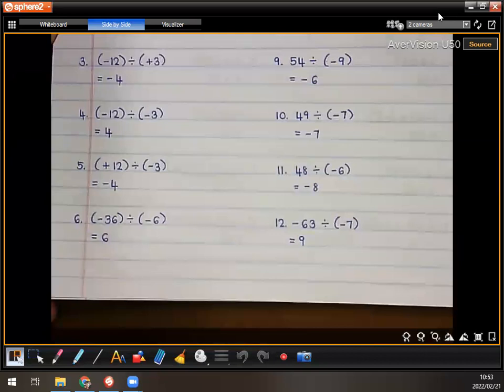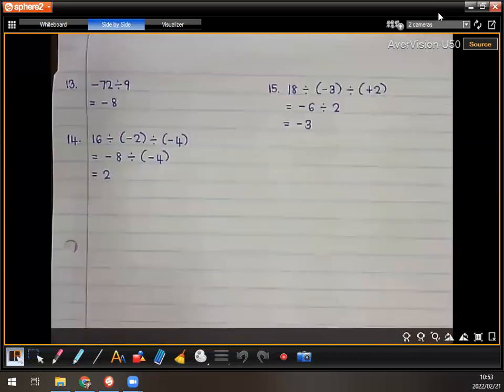All right, I'm moving down, guys, to 6 and 12 there. Then the rest is on the next page. Any questions?